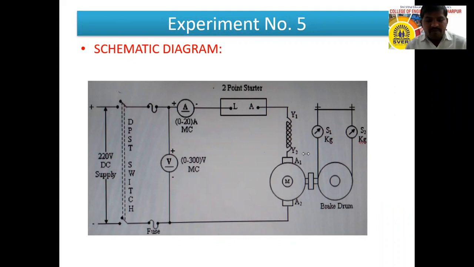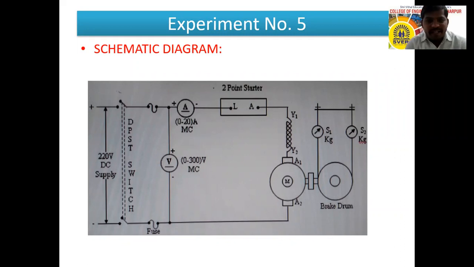You people don't know the formula. P out is equal to 2 pi NT divided by 60. So power output is nothing but 2 pi NT divided by 60. I have the value of torque, I have the value of speed, that is N, and 2 pi is a constant, 60 is also a constant. So power output is equal to 2 pi NT divided by 60.